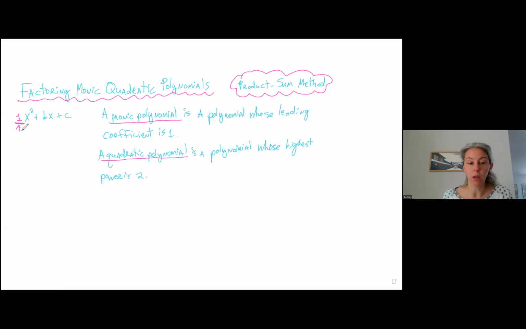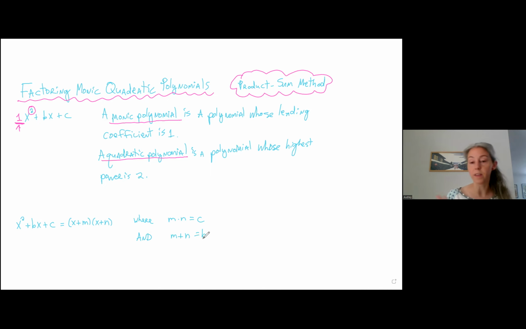Now, a quadratic polynomial is a polynomial whose highest power is 2. So here that x squared, that's my highest power. That means this is a quadratic polynomial. So when we're factoring these monic quadratic polynomials using the product sum method, we know that we're factoring it into two linear factors. So we'll have that x squared plus bx plus c is equal to x plus m times x plus n, where m times n is equal to c and m plus n is equal to b.